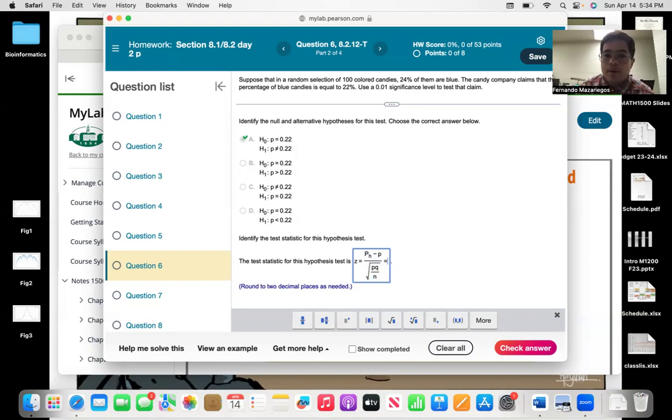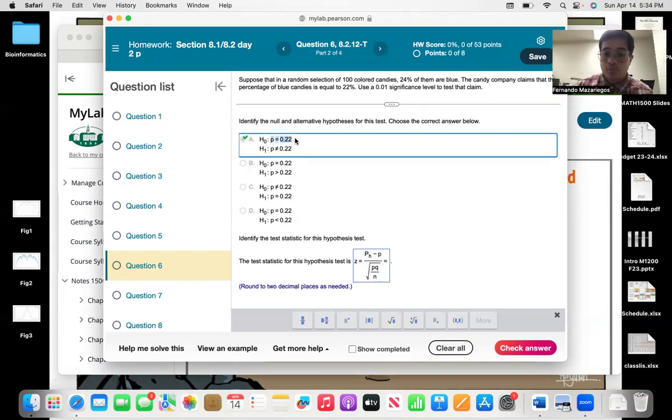Okay, so p hat, remember, comes from the sample. This is the sample proportion. So we are being told what the proportion is in the sample. It is 24%, or 0.24. n also comes from the sample. n is the sample size. We are told that the sample size is 100. And now this is important. p and q are values we don't know. Those are the values we are trying to estimate. So for this step, we assume that p follows the condition given in the null hypothesis. So we will assume that p is equal to 0.22.